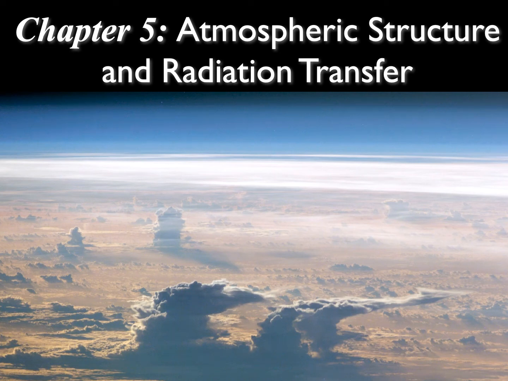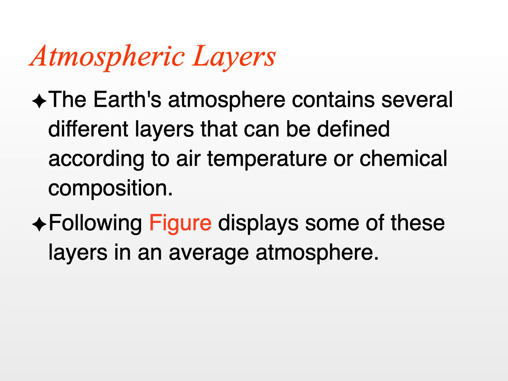Chapter 5 Atmospheric Structure and Radiation Transfer. Section 5.3 Atmospheric Layers. So we can suggest that the atmosphere is composed of a number of vertical layers.